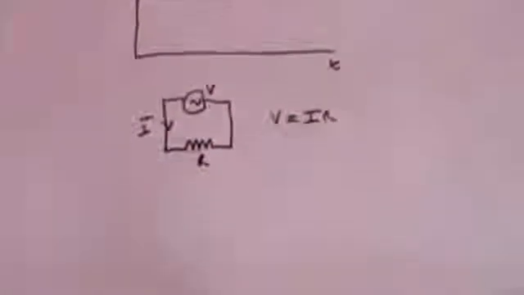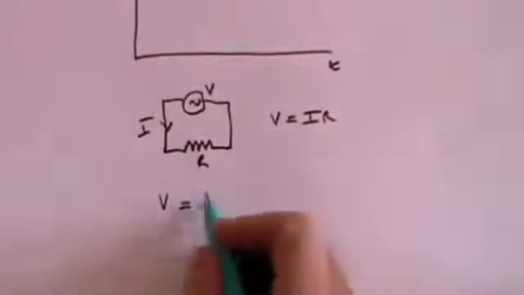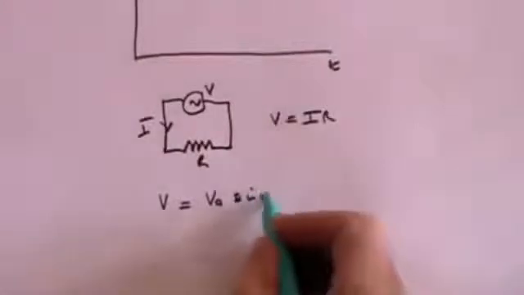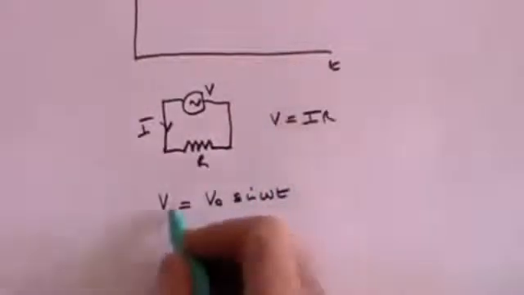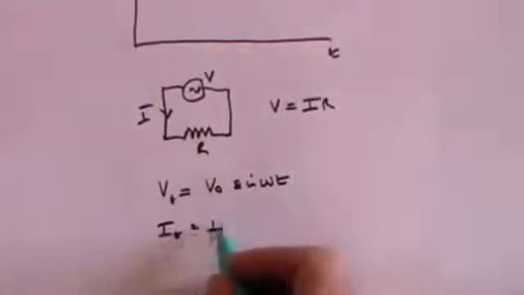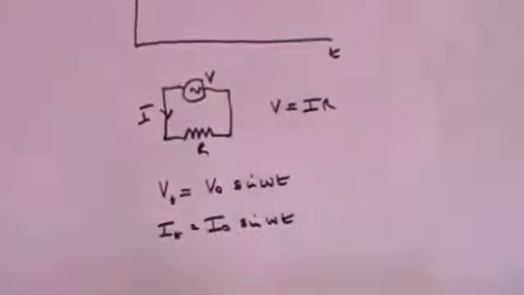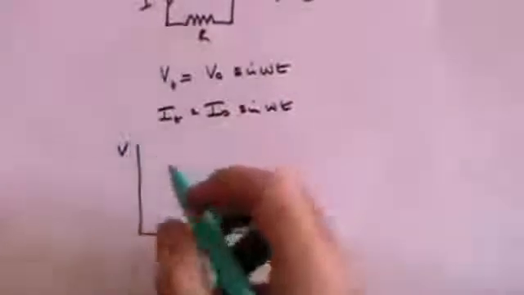And the mathematical representation of that is that V equals V naught sine omega t. That's V at any time t. And the current at any time t is equal to I naught sine omega t. So if we plot these on a graph, first we'll plot the voltage. That will have a sine wave shape.